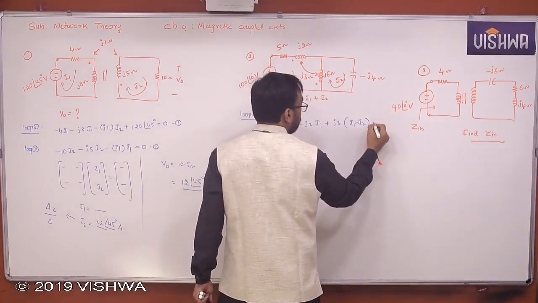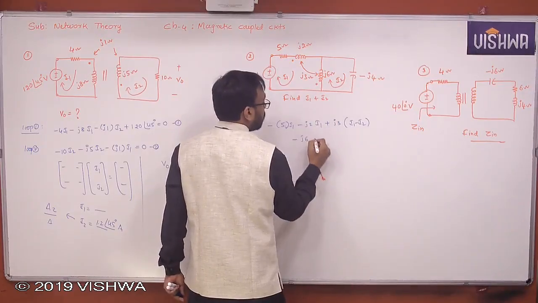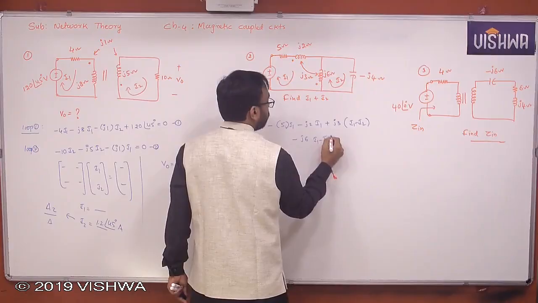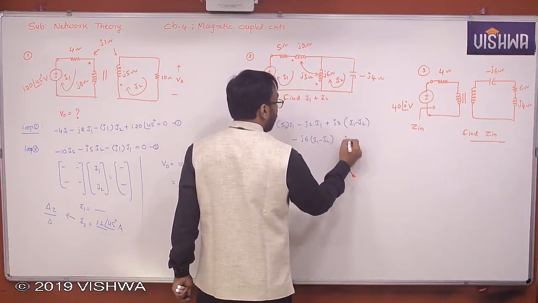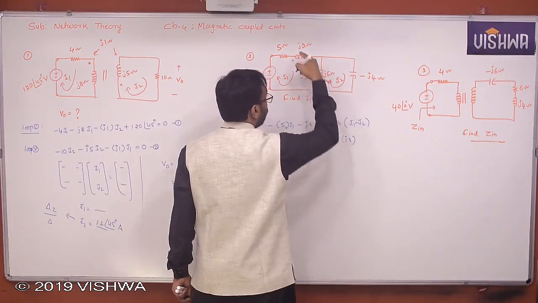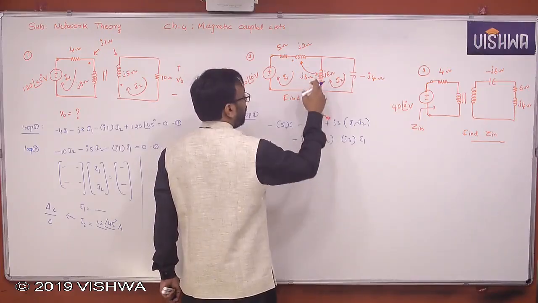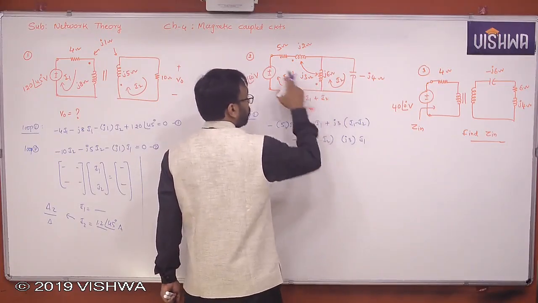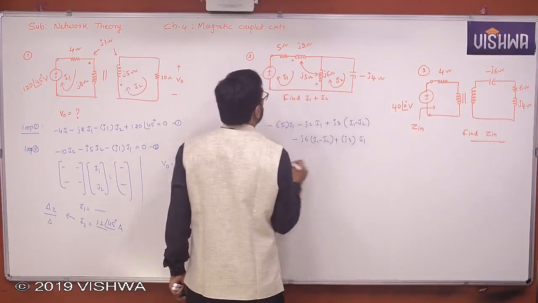Minus 6, J6. What is the current flowing through this? I1 minus I2. This is self. But what is the mutual again? Again J3. Current flowing through this coil is what? I1. But what is this I1 minus I2 doing? Leaving at the dot. What is the I1 doing? Entering at the dot. Okay. Opposite sign. So plus.